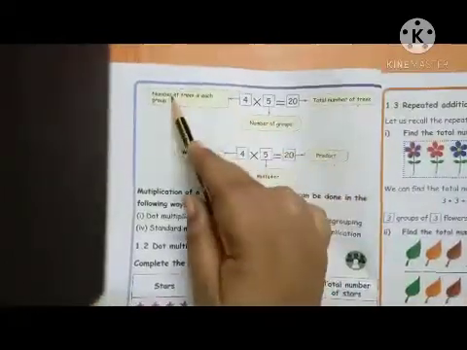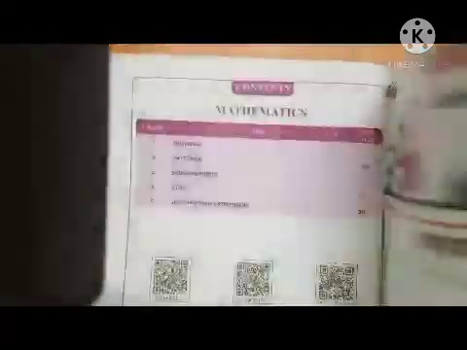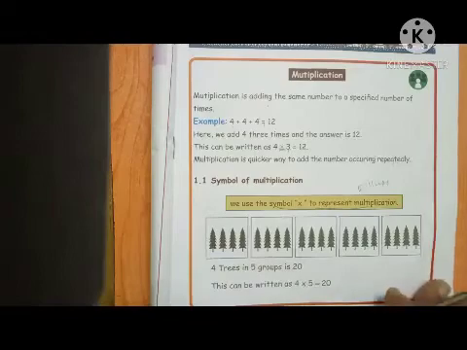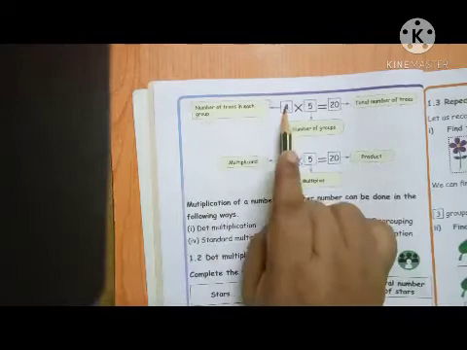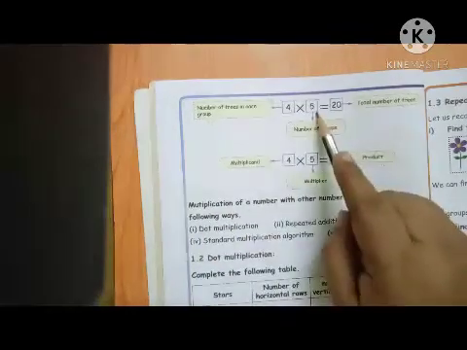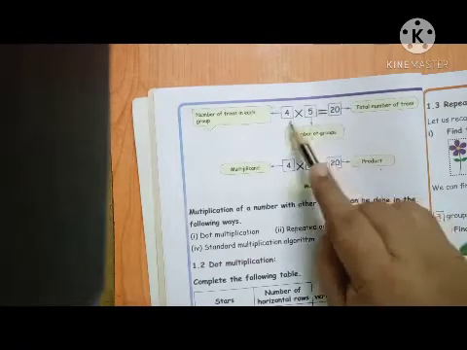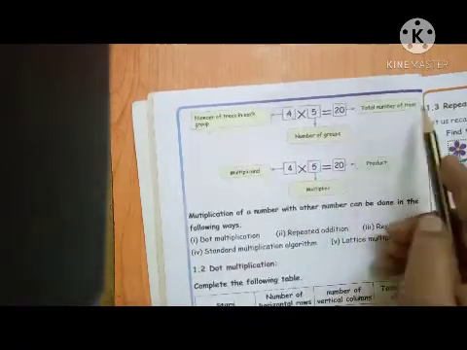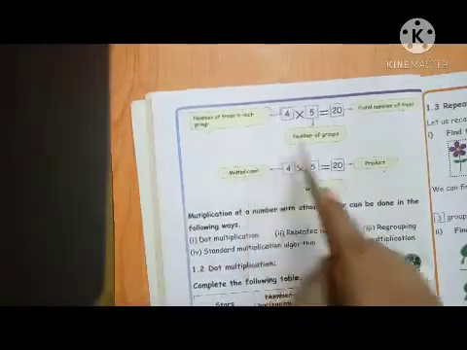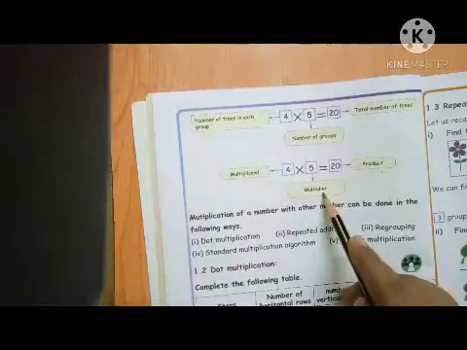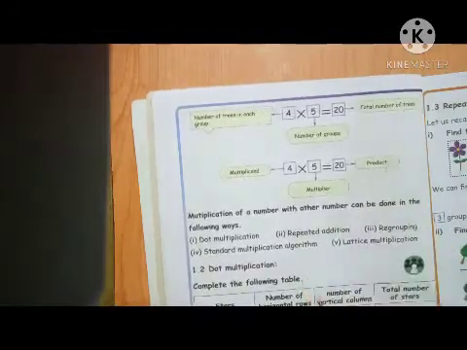You see the number of trees in each group. How many trees? 4 trees. Number of trees in each group, 4 trees. Next, number of groups, 5 groups. So the total number of trees is 20. 4 5s are 20, the total number of trees. The number of trees in each group is called the multiplicand. The number of groups is the multiplier. The total number of trees is the product. Okay, do you understand this concept?